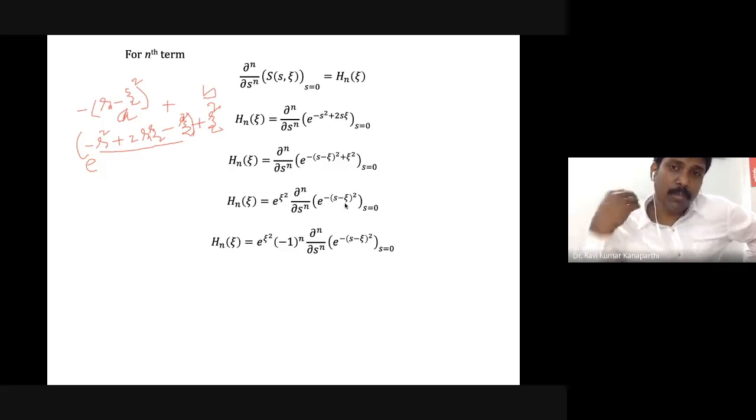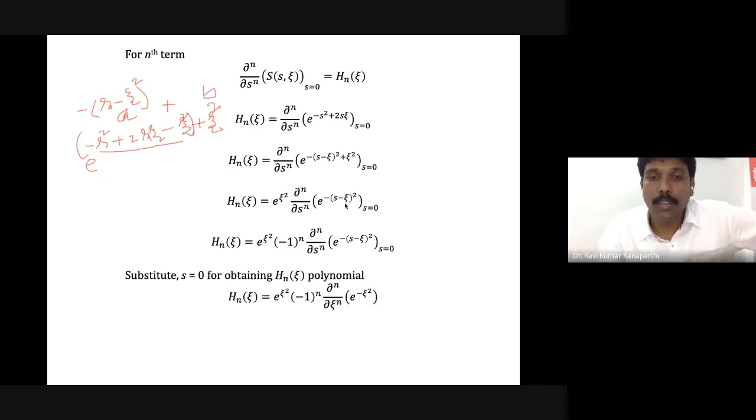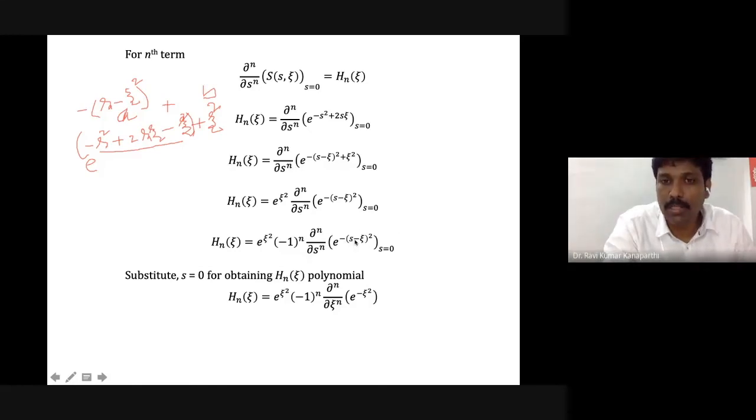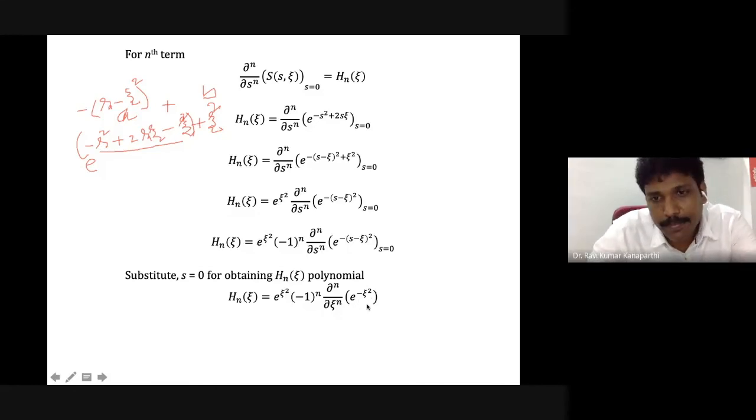Similarly, the other part you can keep as such, that is e to the power, partial differentiation with regard to s, multiplied by e to the power minus of s minus z whole square. You can substitute s is equal to 0 in this expression. When you expand everything for s is equal to 0, basically everything vanishes. There is a minus, right? And as a result, if you substitute s is equal to 0 inside the partial differentiation, this becomes e to the power minus z square.